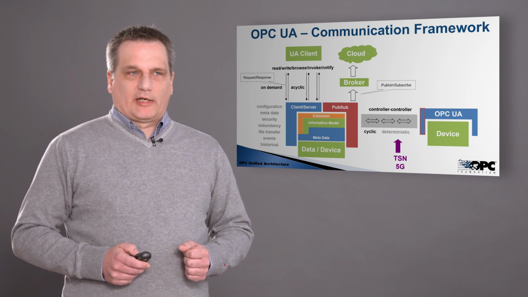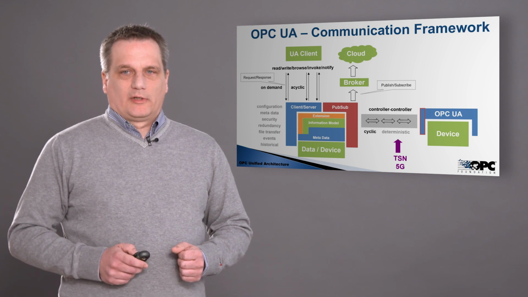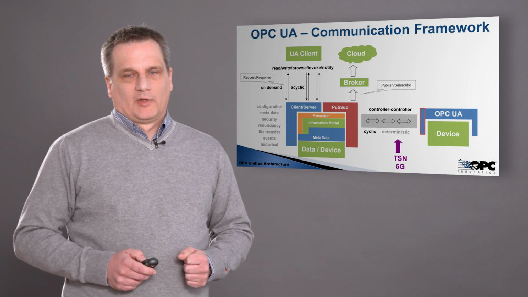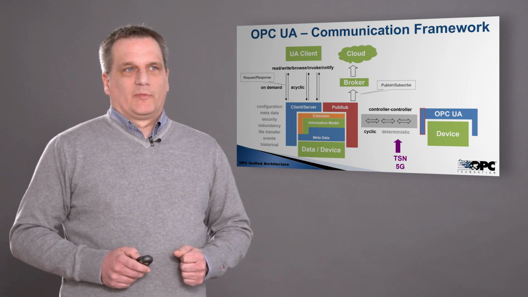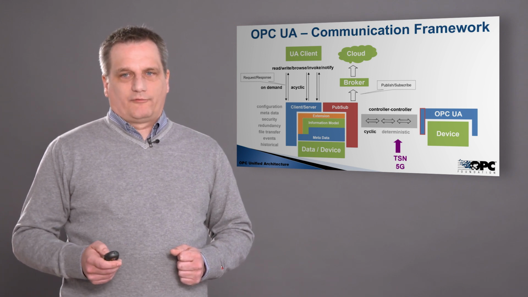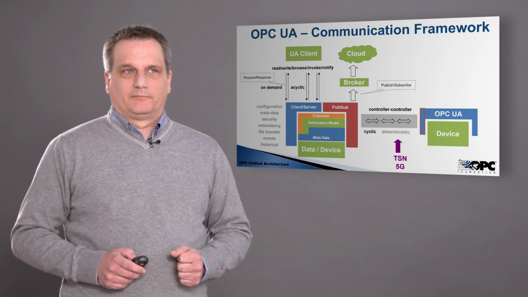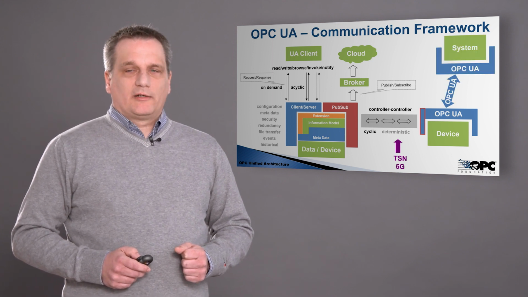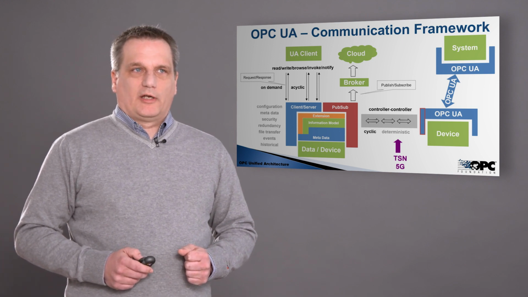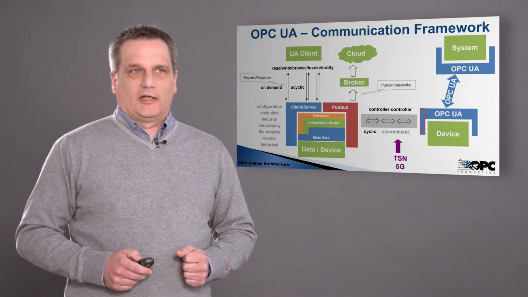And if we do that cyclic, and if we use deterministic transport, like for example TSN, or in future 5G, we can have deterministic communication from controller to controller or from controller to any kind of I/O device. So in the end, we have devices that expose data and we have systems that consume data, and we can use the OPC UA communication framework to do this communication for any kind of use case and any kind of information.